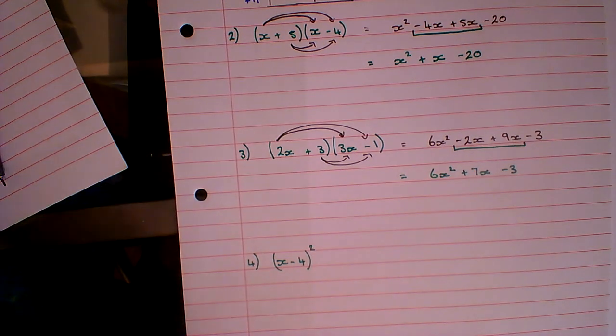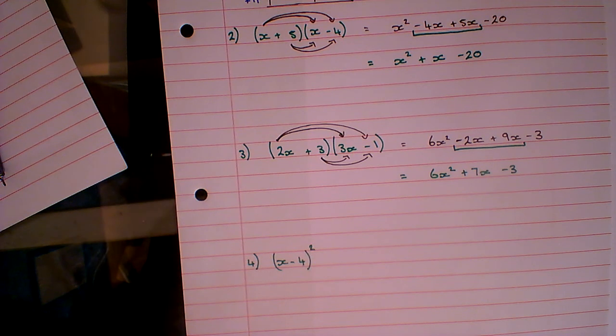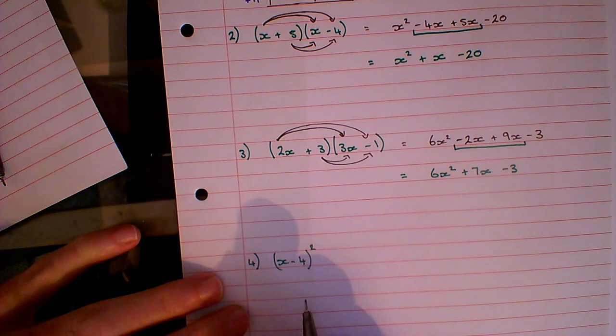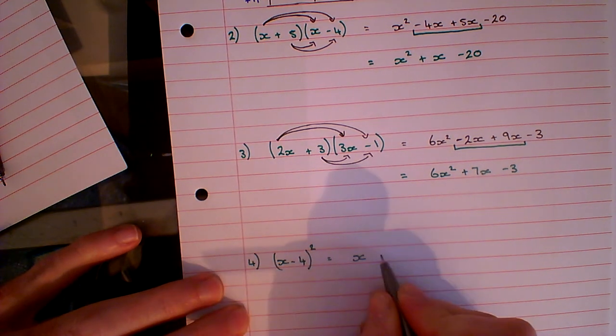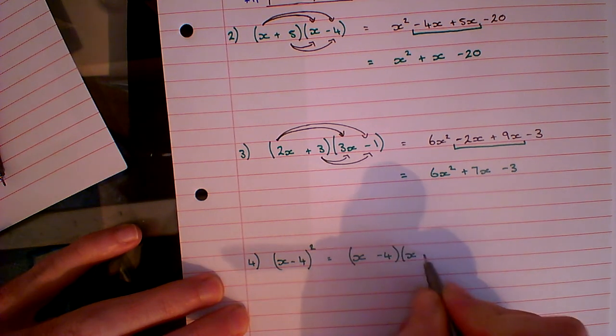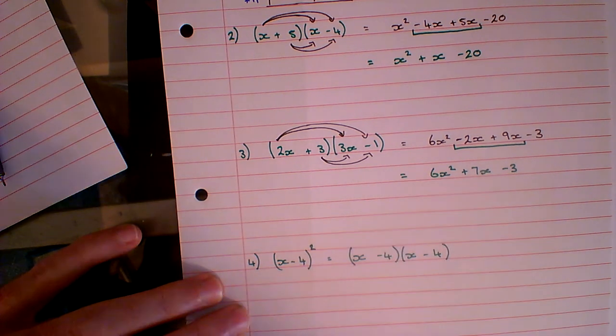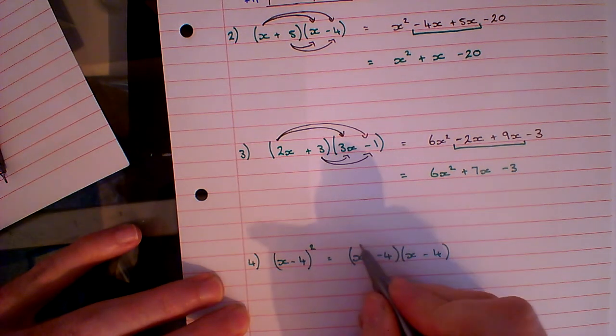Okay, now, slightly different this next one. I've got x minus 4 all squared. All that means is that bracket multiplied by itself. So I'm going to rewrite that question out to the side of it. What it's actually saying is x minus 4 in brackets multiplied by x minus 4 in brackets. Now I can do my cat's claws again.